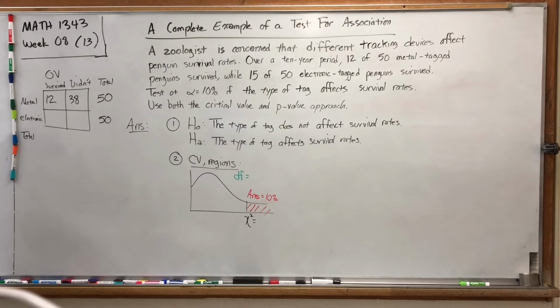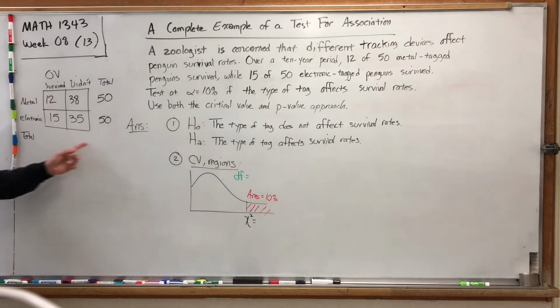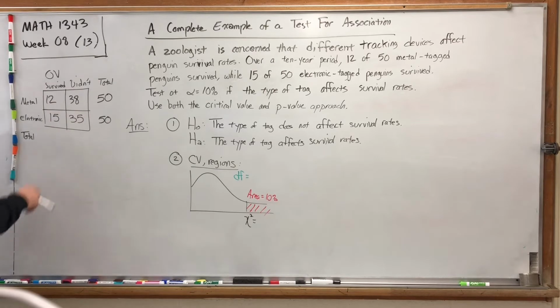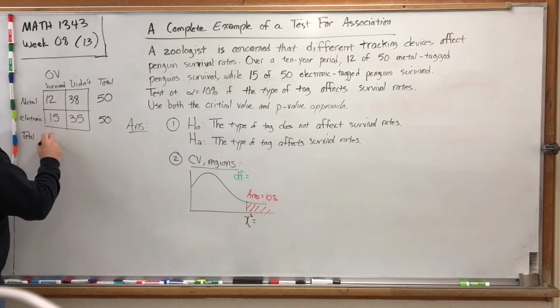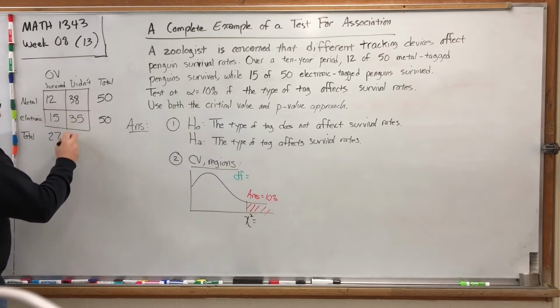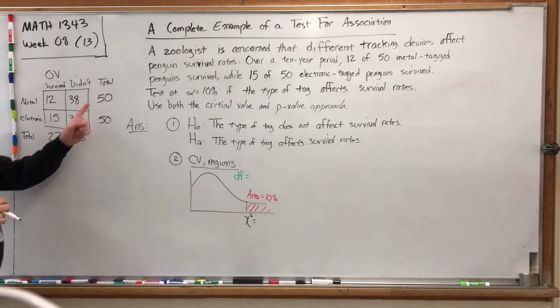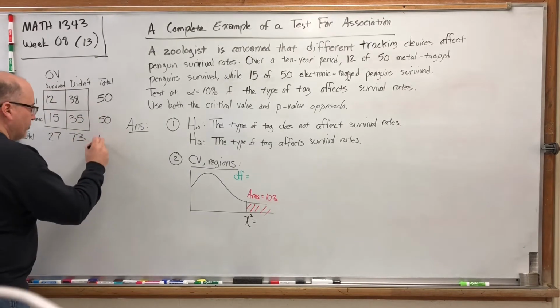And we're told that 15 of them survived, which means the remaining 35 did not. Knowing that we'll need all the totals, let's add up all the columns. 12 plus 15 is 27, so 27 of these penguins survived. 38 plus 35 is 73, so 73 of these penguins did not, out of a total of 50 plus 50, which equals 100.